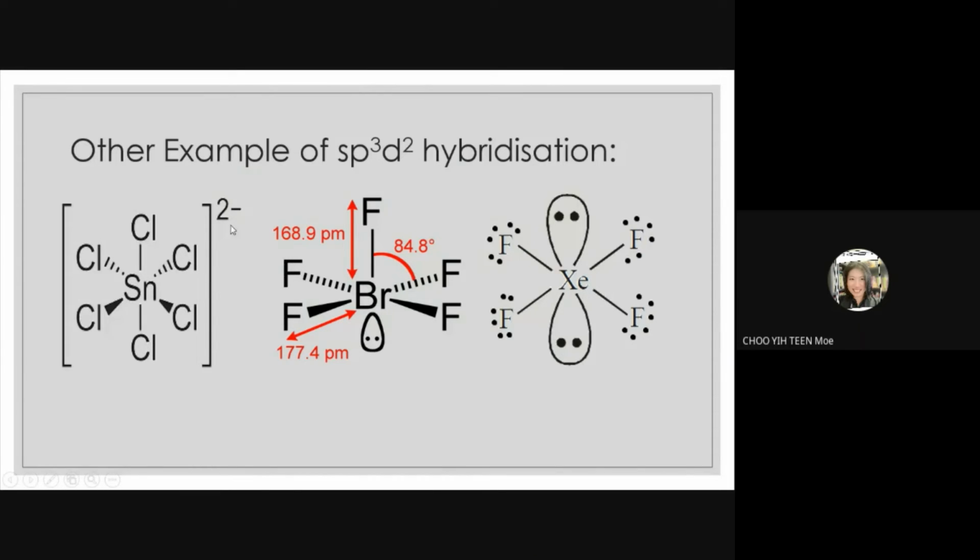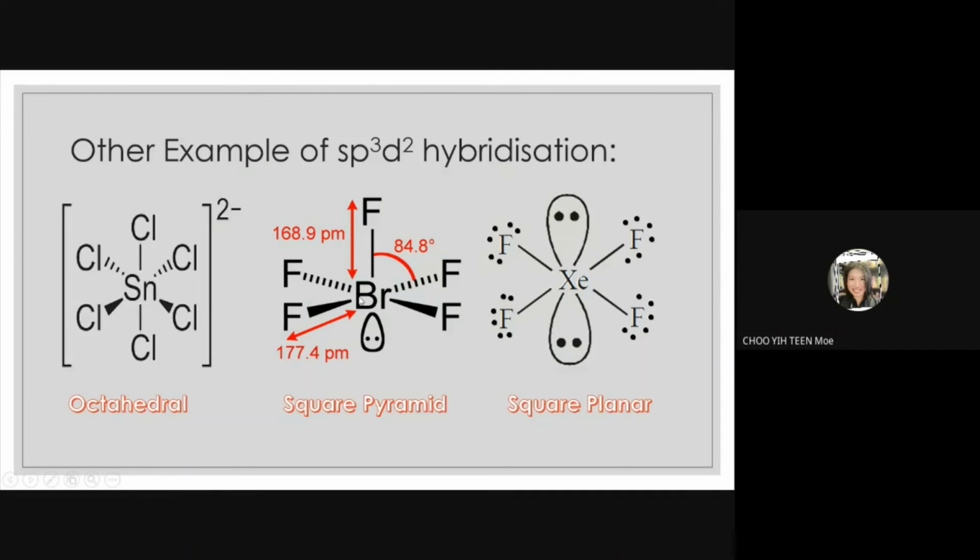Alright, let's further our learning to a higher level, where there are other examples of sp3d2 hybridization, such as complex ions. This is hexachlorostannate(IV). Tin comes from group 14. If it is a negative ion, you name it as stannate. In this case, it is octahedral because all of them are bonding pairs. So you see, this is an octahedral shape, 90 degrees with one another.